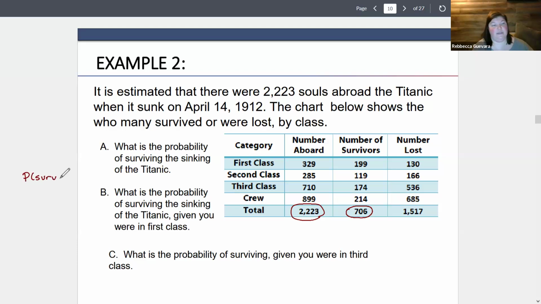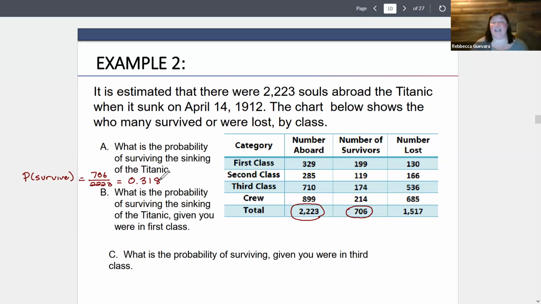So the probability of simply surviving, if you were on the Titanic, is just about a third. Let me go find that number again. There's too many things that are about thirds. 0.318. So roughly a 32% chance that if you were on the Titanic you would have survived. Those are not great odds. That means a third of the people survived the sinking of the Titanic.